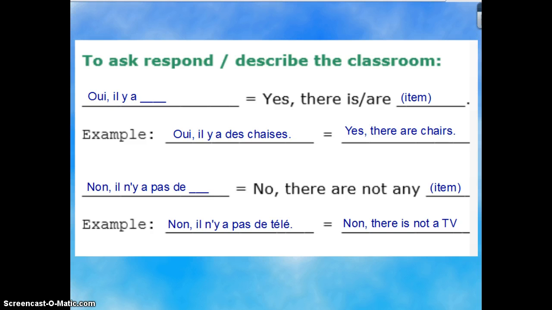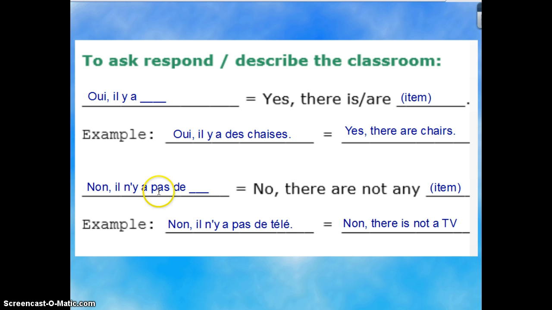If by chance they ask you about something that is not in the classroom, then you'll need to make sure that you say no, there are not any of that item. The way you say that in French is by saying non, which by the way looks like non, but it's a French word for no. And you would follow that up with there are not any of that item. Now notice how there is versus there are not is different. You'll notice it still has an il y a, but it's divided up.